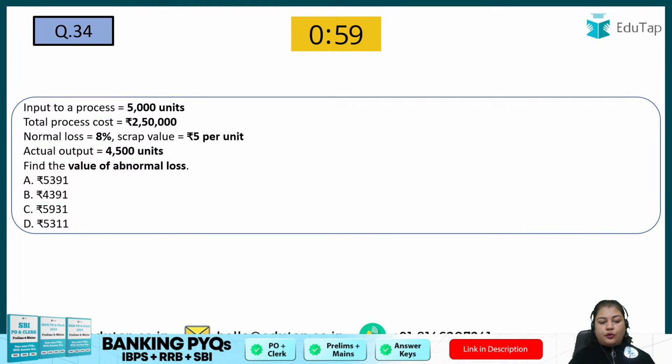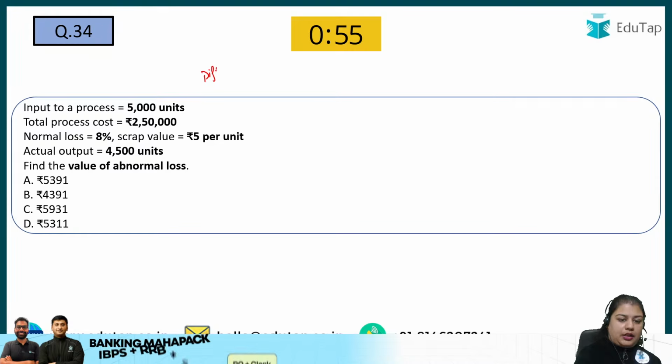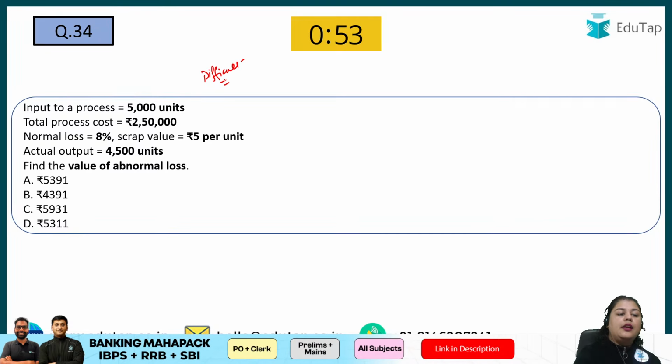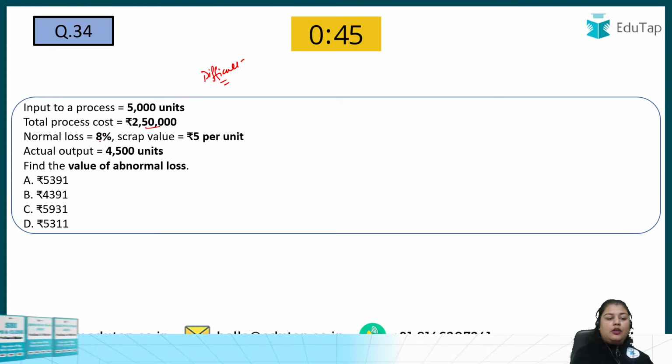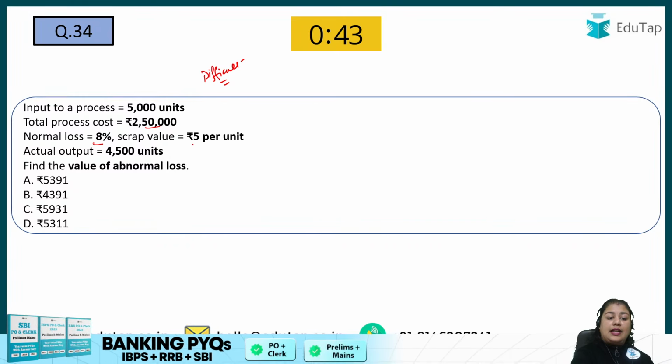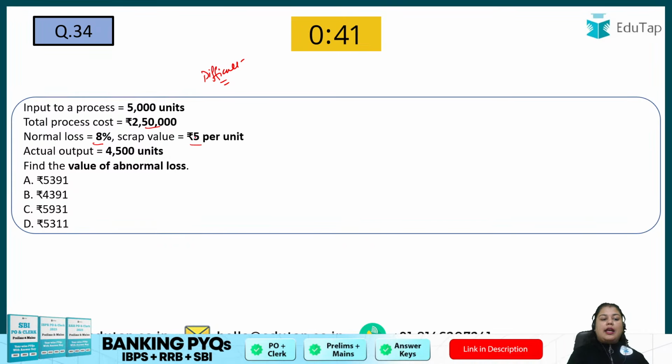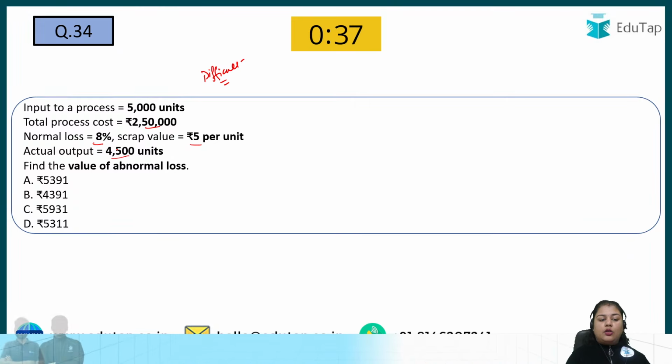Question number 34. Now please इसको थोड़ा सा ध्यान से करना, थोड़ा सा difficult question है. Input to a process is 5,000 units. Total process cost is 2,50,000. Normal loss is given 8%. Scrap value is given 5 per unit, and the actual output is given 4,500. So what will be the value of abnormal loss?